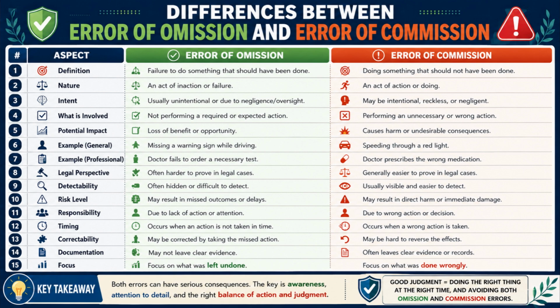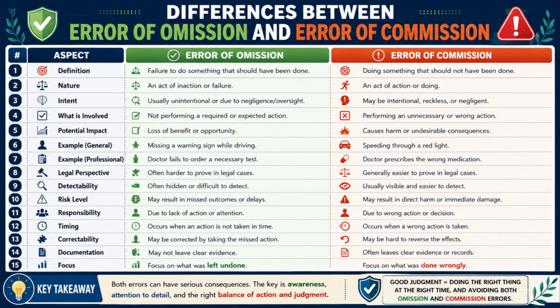Number 4. In an error of omission, a required accounting action is not performed, whereas in an error of commission, an incorrect accounting action is performed. Number 5. Error of omission may result in missing financial information, whereas error of commission may result in inaccurate financial information. Number 6. A common example of error of omission is failing to record a credit purchase, whereas a common example of error of commission is recording the purchase in the wrong account.